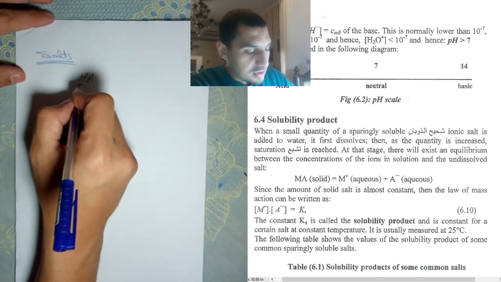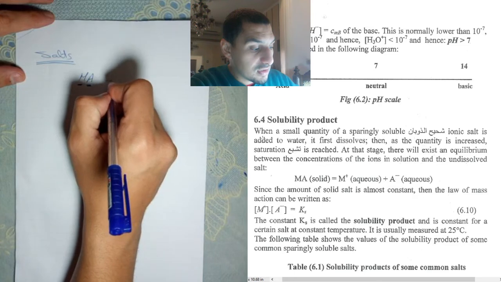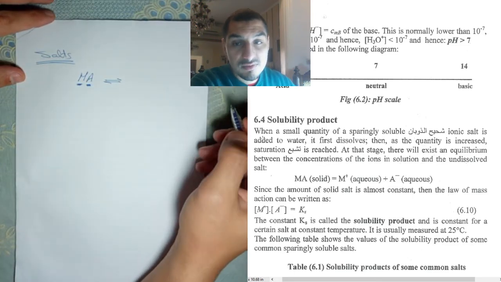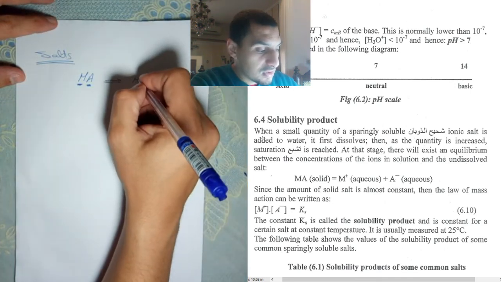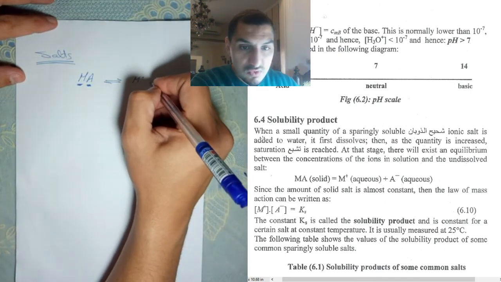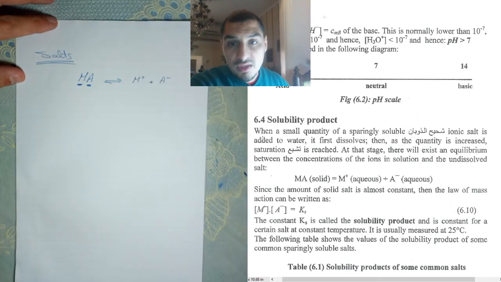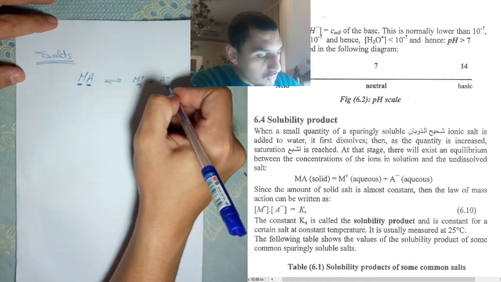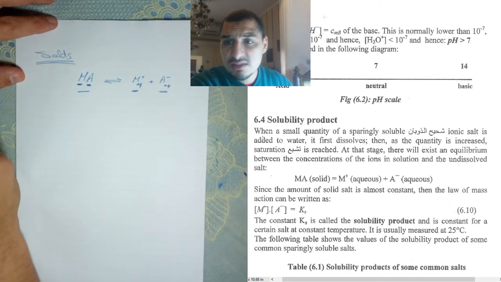Again, M is the basic radical, A is the acidic radical, and the MA is going to be dissolved in water, and as I mentioned, they are sparingly soluble. They have low solubility in water, so part of them will be soluble in water to convert into M plus and A minus. This is the aqueous part, which means that they are dissolved in water, and this is not dissolved in water.